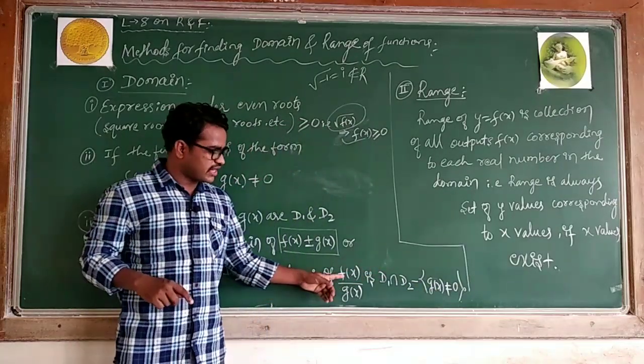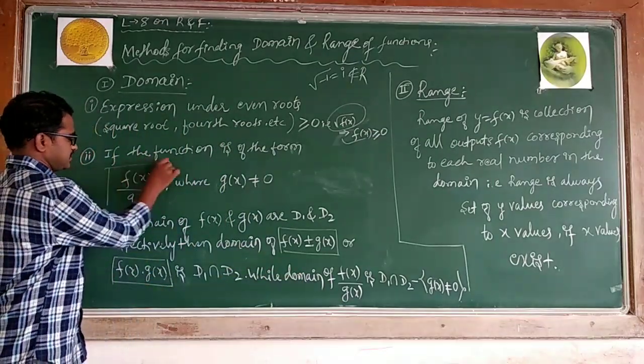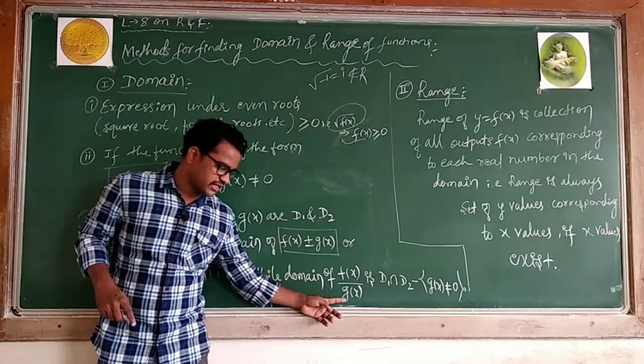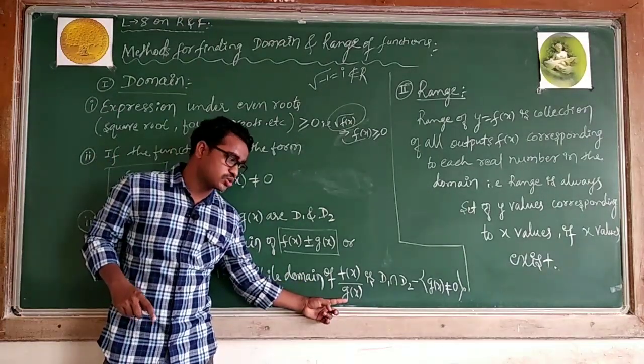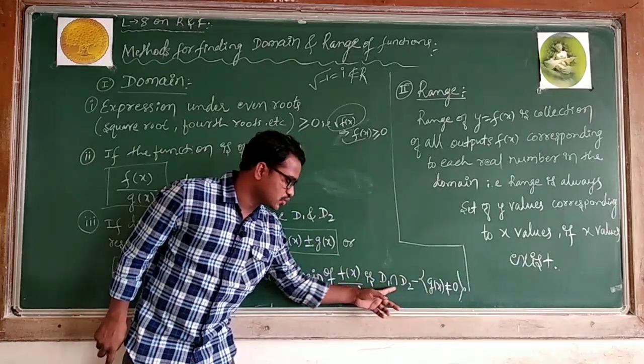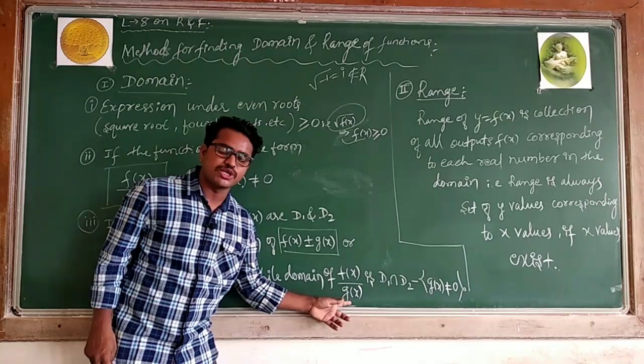The meaning is: when I say f of x divided by g of x, in the case of a rational function, g of x should not be equal to 0. Again, you have to take care that the denominator should not be equal to 0. That you have to avoid. It means D1 intersection D2, but wherever you get g of x equal to 0 in the denominator, you avoid it.